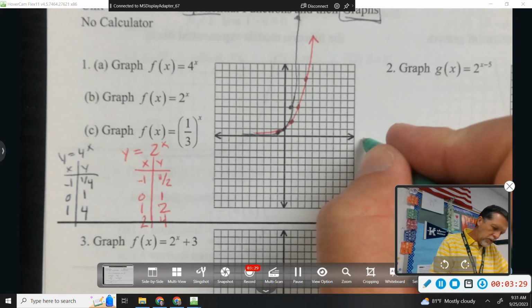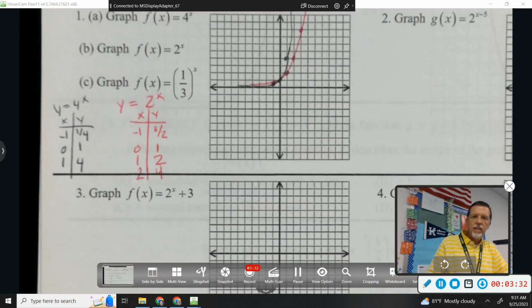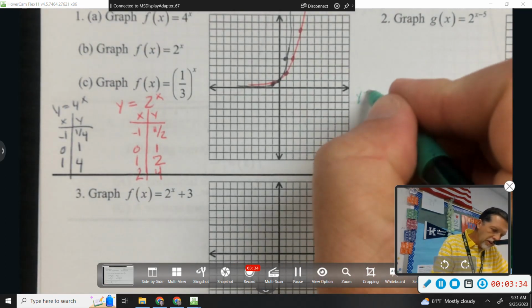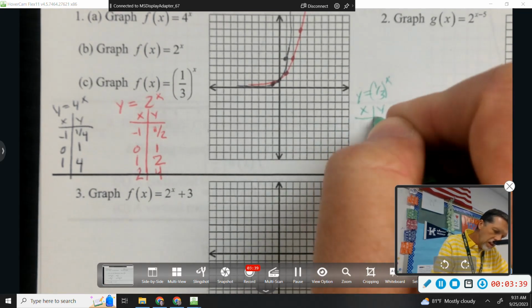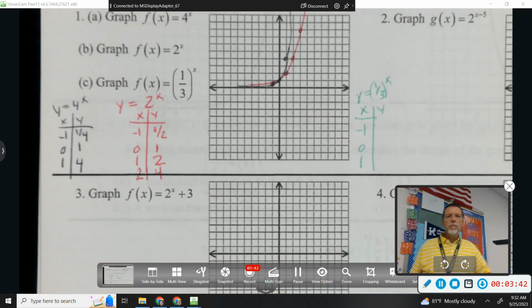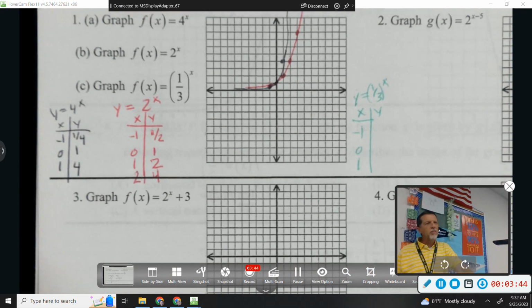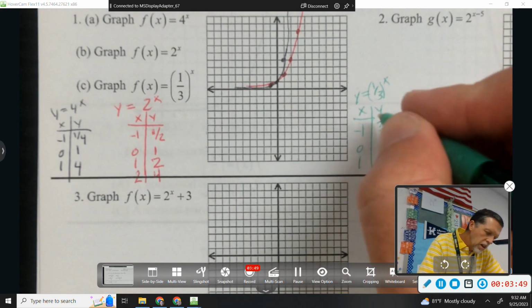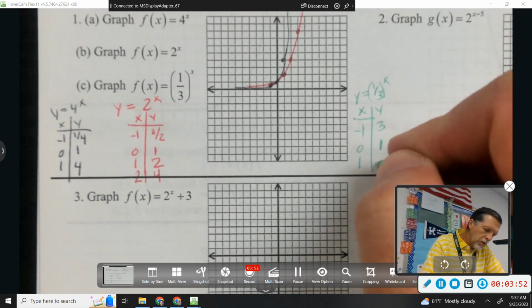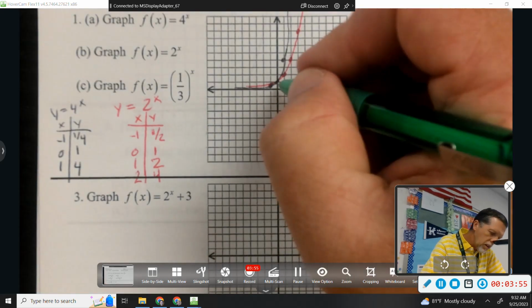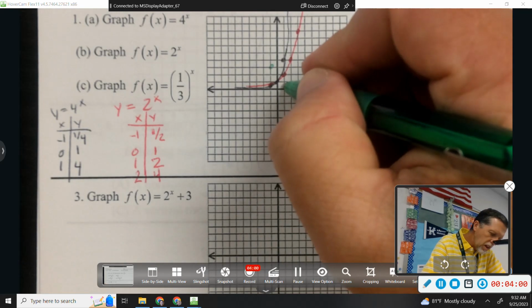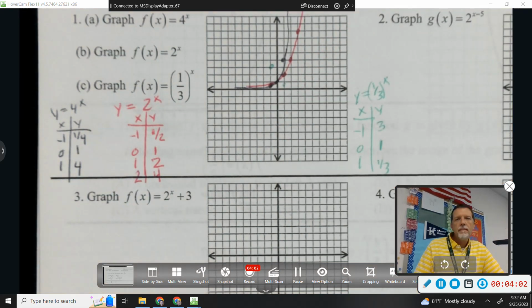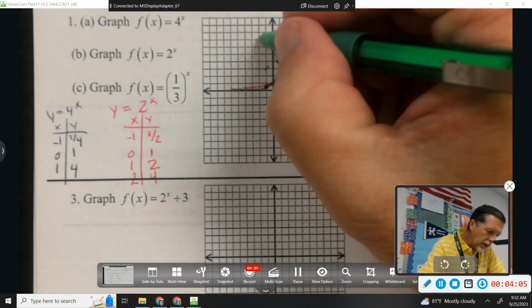And then I'm going to do 1/3 to the x over here on the other side because I didn't plan ahead very well. What's 1/3 to the -1? 3, right? Flips it over, so then it becomes 3. 1/3 to the 0 is 1. 1/3 to the 1 is 1/3. So -1, 3. Oh, this one's kind of flipped around. 3 squared is 9, so we could get -2 on the graph as well.